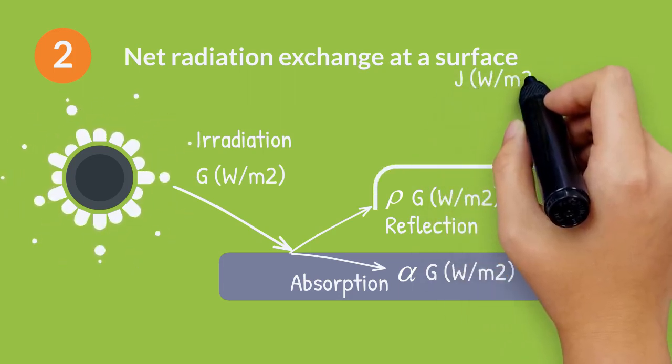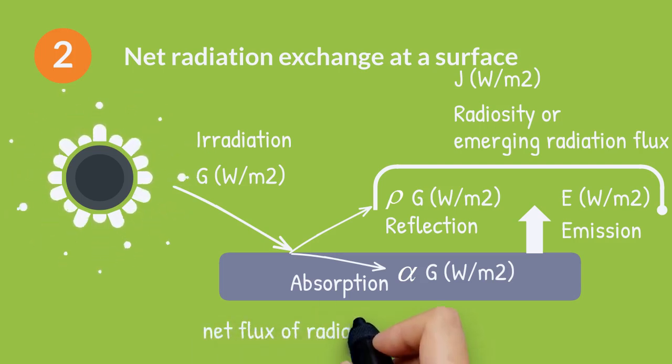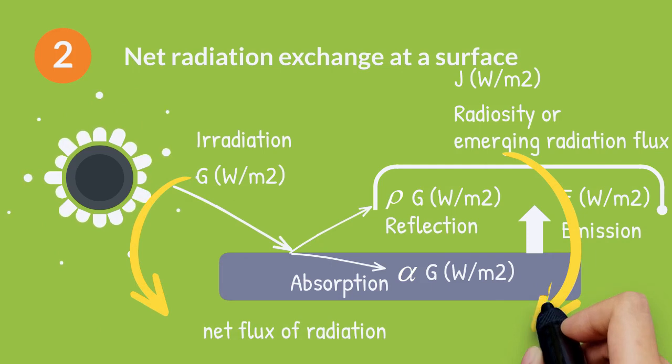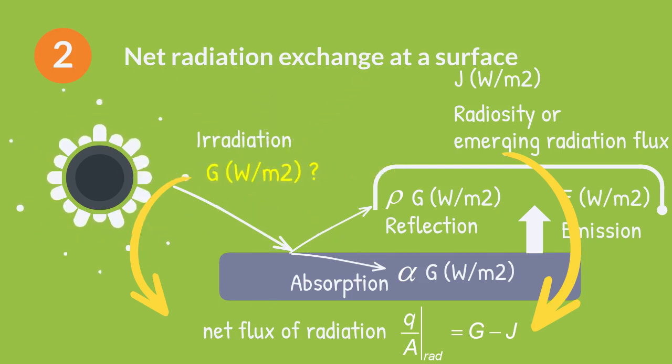We define as radiosity the radiation flux emerging from the surface. This is the sum of the emitted radiation flux and the reflected radiation flux. The net flux of radiation input minus output will thus be the difference between irradiation and radiosity. In all this set of equations, we have irradiation as unknown. We wonder, how can we calculate it?